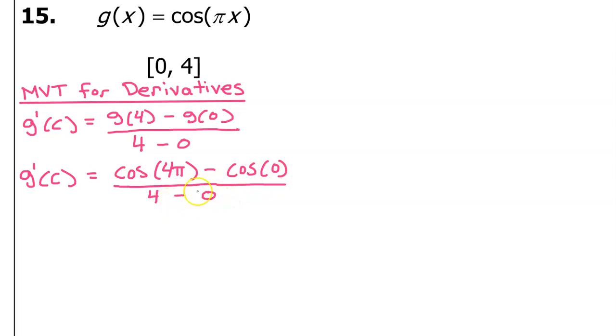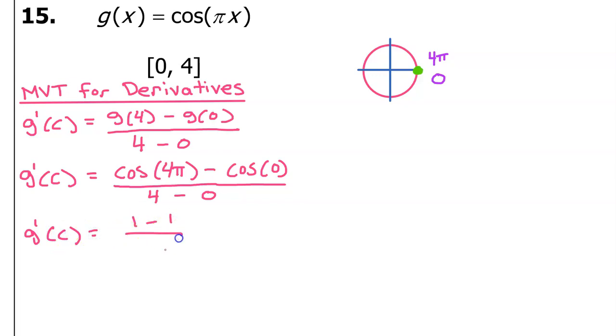4 minus 0. Both 4 pi and 0 are over here on the right hand side of the unit circle where the value of cosine is 1. So we end up with g prime at c is equal to 1 minus 1 divided by 4 minus 0. So g prime at c is equal to 0.